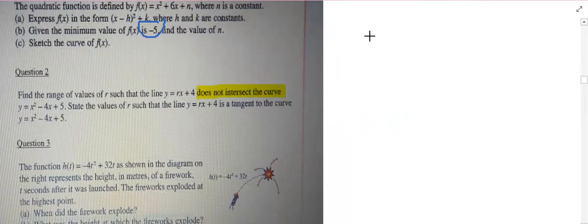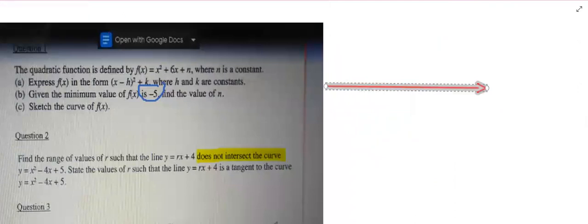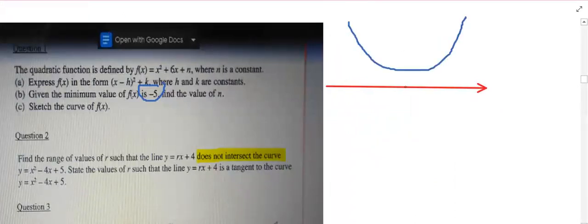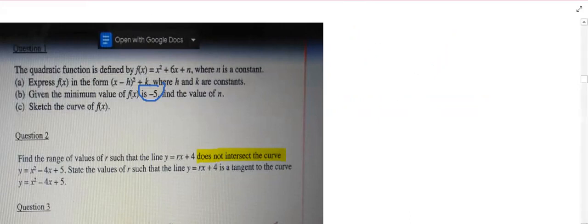Contoh dia begitu. Ini pintasan X, then the graph atas pintasan X. They don't touch the X, means no X intercept. No X intercept, no roots. Okay, no real roots. No real roots means what? B squared minus 4ac is less than 0.